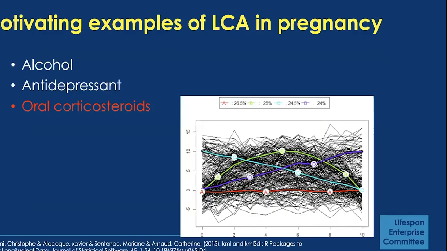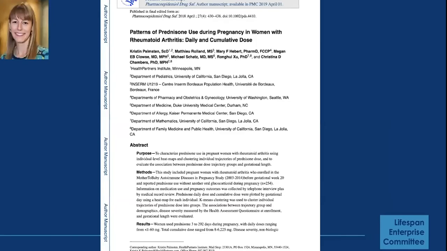So the last example I want to show is one with oral corticosteroids. And this is Dr. Palmsten's work. What was really interesting about this is that the two exposures I've shown you before were more of a chronic type exposure, whereas Dr. Palmsten wanted to apply these methods to oral corticosteroids. These are taken on a PRN basis, or as needed.